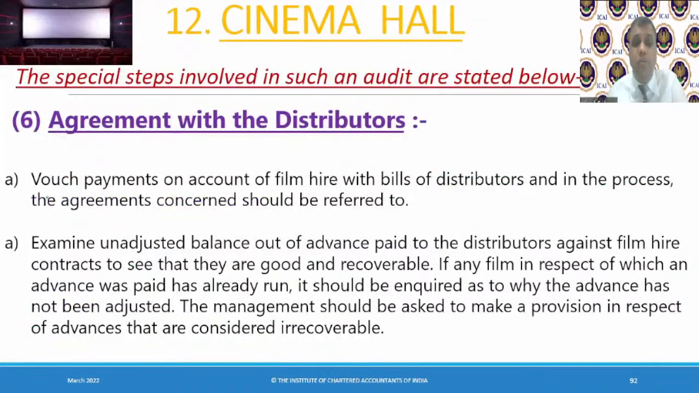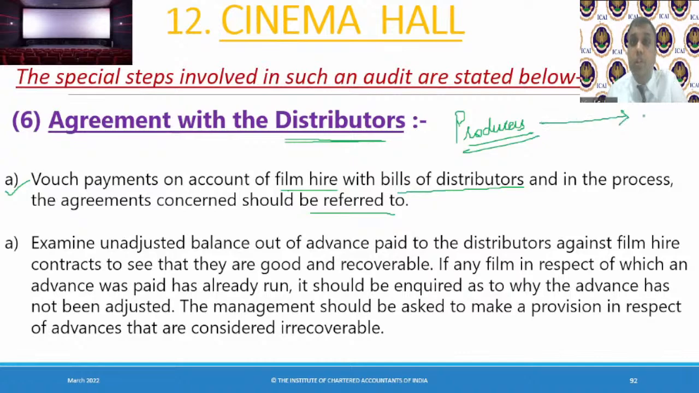Then agreement with distributors. Vouch payments on account of film hire with bills of distributors, and in the process the agreements concerned should be referred to. So you have to vouch payments. What is the agreement with the distributors? Distributors are the persons who are the intermediaries between the producers who make the film and the multiplexes. The intermediaries, basically.